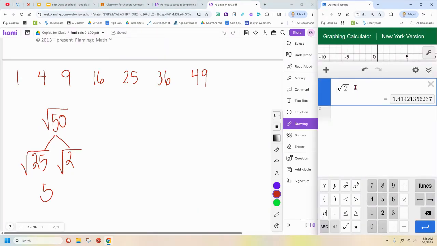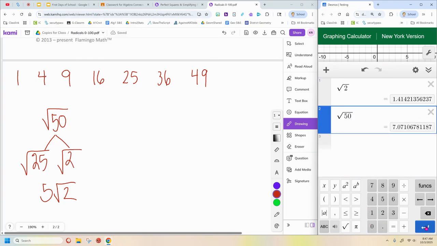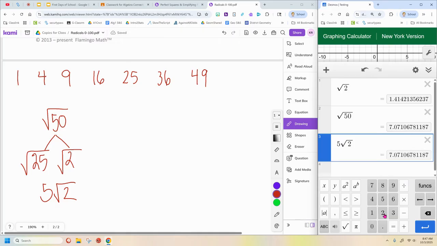I don't want to change the square root of 2 because the square root of 2 is craziness, right? See how it's 1 point, blah, blah, blah. I'm not going to change that. So this becomes 5 radical 2. So before we walk away from this, this is what I'm going to do to prove that I'm right. In this one, I'm going to do the square root of 50 and hit enter. And in this one, I'm going to do 5 radical 2. Do you guys see how they're the exact same decimal? So that means those two numbers are equivalent. And sometimes that's all you need to do because it might be multiple choice, right?